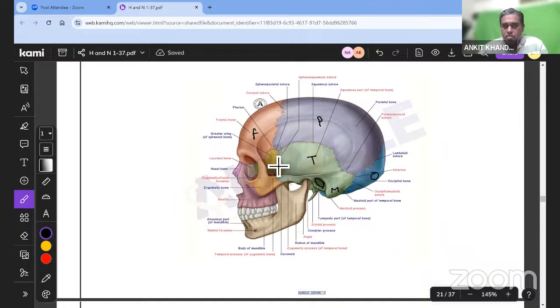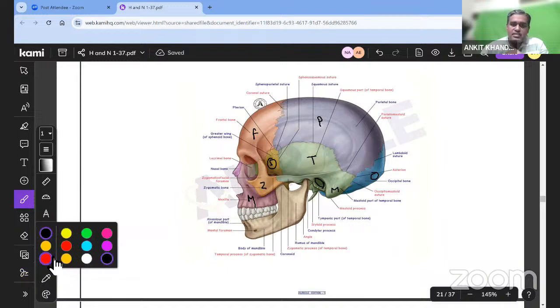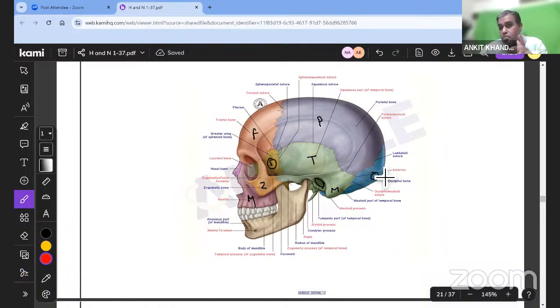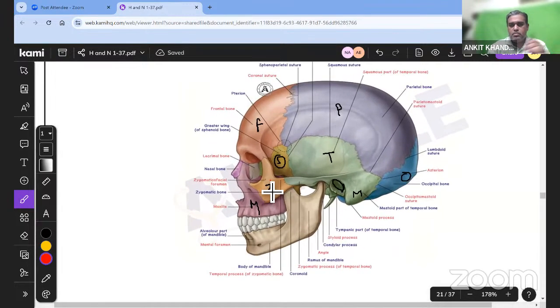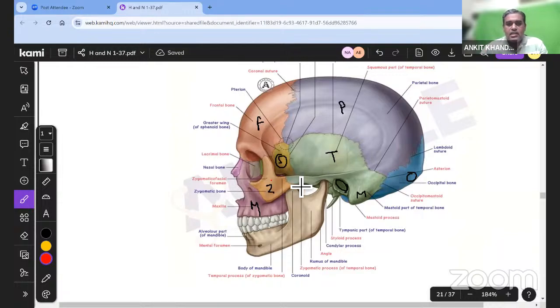The tricky part can come from this sphenoid bone. This is the zygomatic bone. This is the maxilla. Now, if you remember, when we discussed the zygomatic bone, we discussed that the zygomatic bone is joined with how many bones? You can see over here, zygomatic is this orangish color. Let me just zoom it a bit more. So this zygomatic is articulating with the temporal, with the sphenoid, with the frontal, with the maxilla.